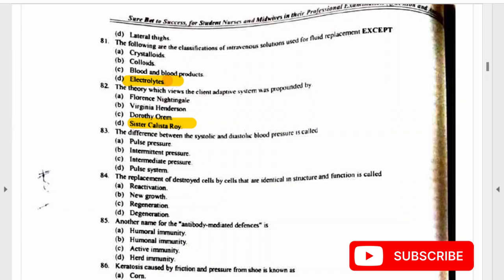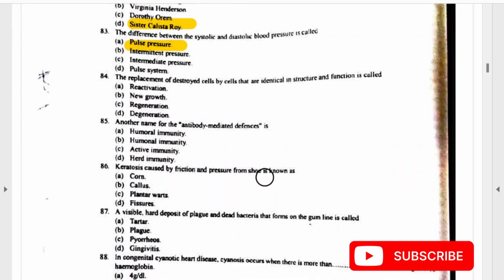All right, so 83, the difference between systolic and diastolic blood pressure is pulse pressure. Let's go to the next one. I don't think I need to explain why pulse pressure is the answer. There's no logical explanation to it. I think it's just the mathematical difference between systolic and diastolic blood pressure.